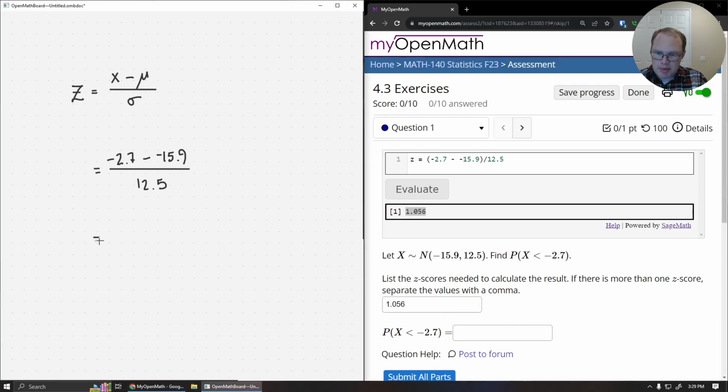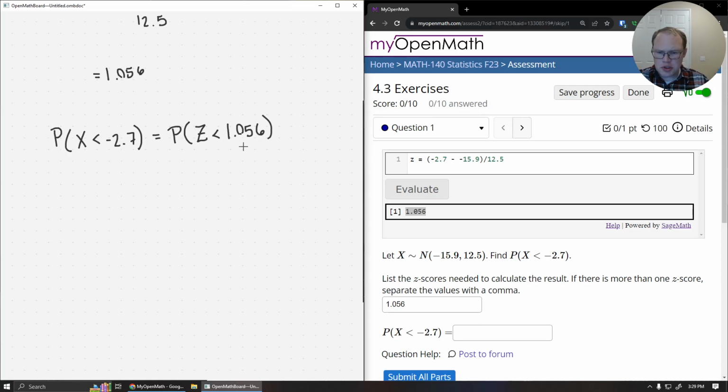Okay, so what does that mean? That means the probability that x is less than negative 2.7 is the same as the probability that a random variable z in a standard normal distribution is less than that z-score of 1.056. Okay? Always a good idea to sketch out what you're doing.